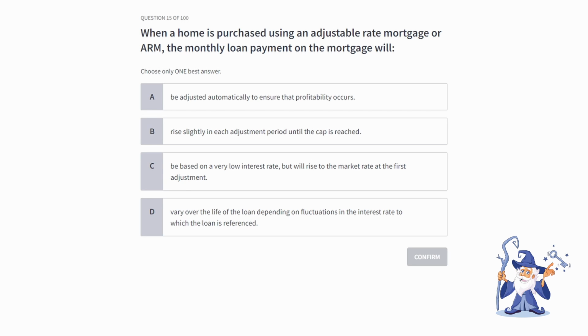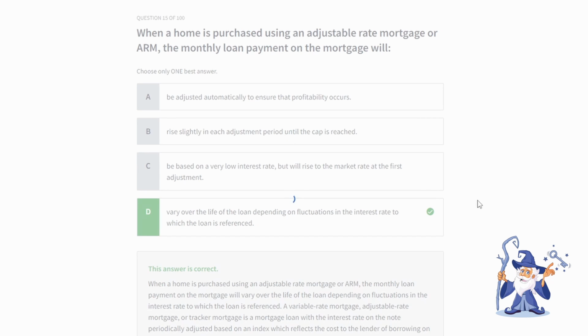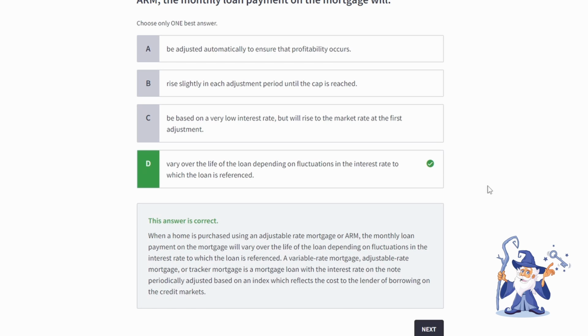Okay, hopefully you guys come up with the answer on that one. What is our correct answer for this one? Well, it's going to be D. That's right, D. When a home is purchased using an adjustable rate mortgage, the monthly loan payment on the mortgage will vary over the life of the loan depending on fluctuations in the interest rate to which the loan is referenced.